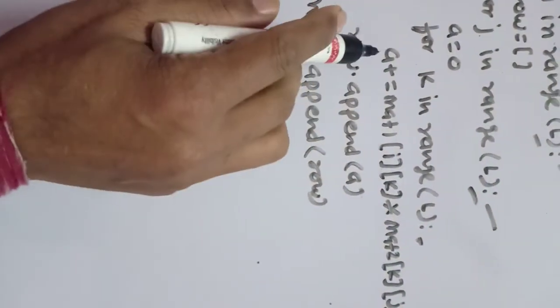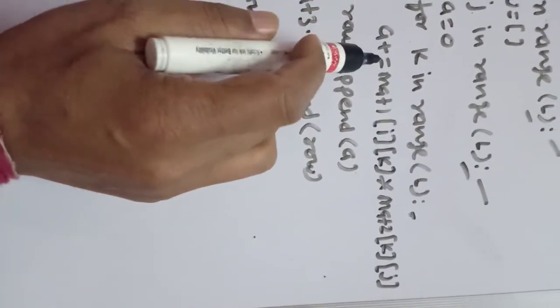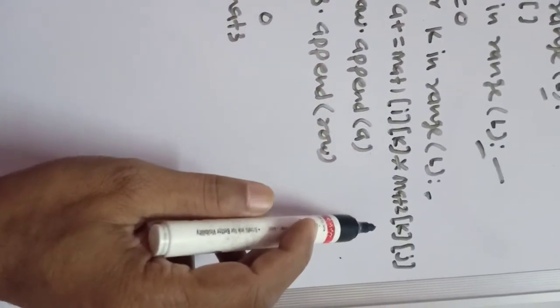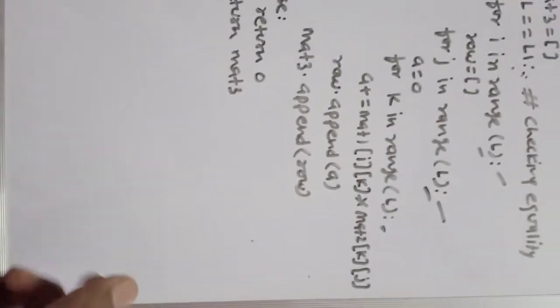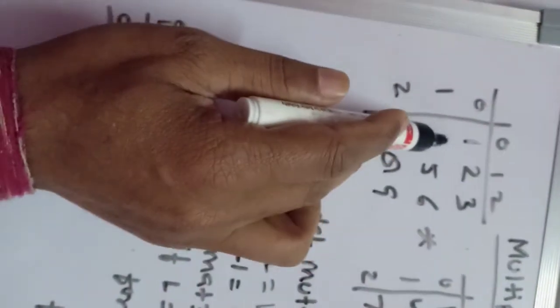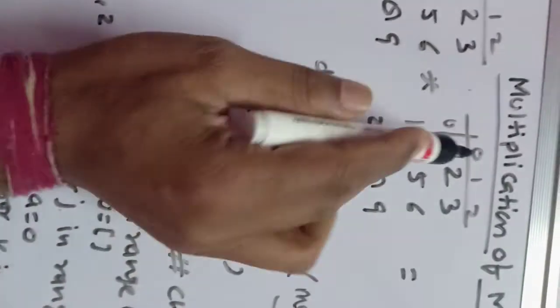Look at the code. This is the main logic of multiplication: A plus equals matrix 1 of IK multiplied by matrix 2 of KJ. It means the row will be multiplied by the column values. The values of I and K will be 0, 0. At the 0, 0 position, 1 is placed. KJ will be 0, 0, and the 0, 0 position is 1. So, 1 multiplied by 1.